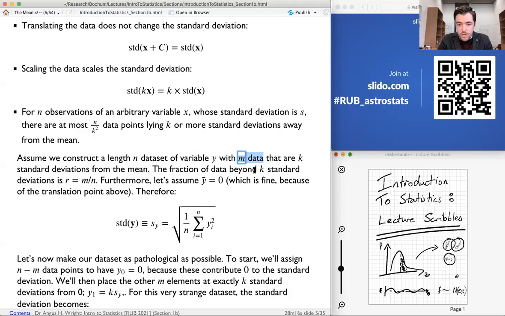That means that the fraction of data that are at or beyond k standard deviations away from the mean is just r, which is the fraction of m over n. So this is, again, just a simple notation thing because it's going to be used a bit later.